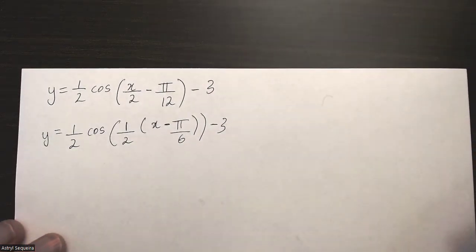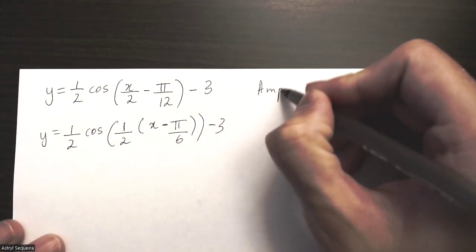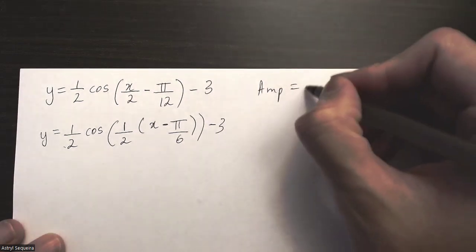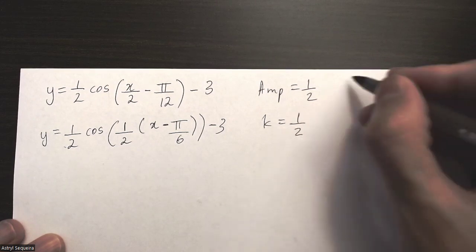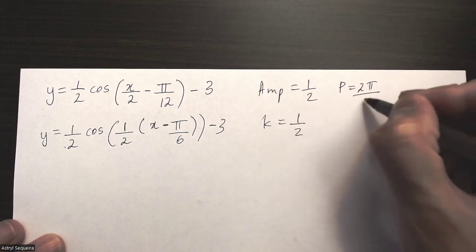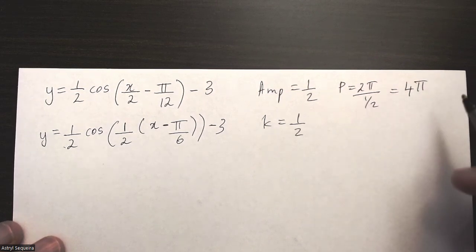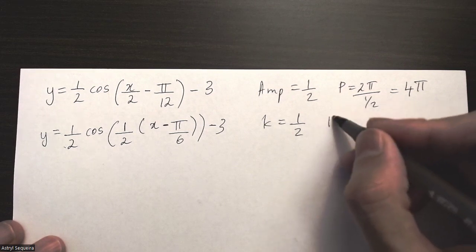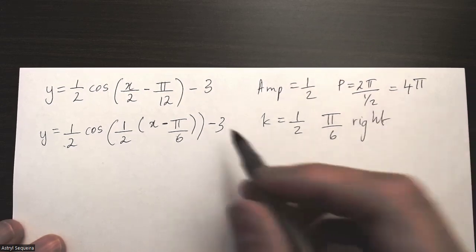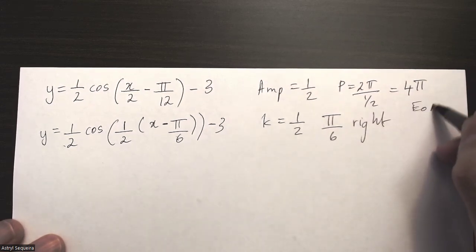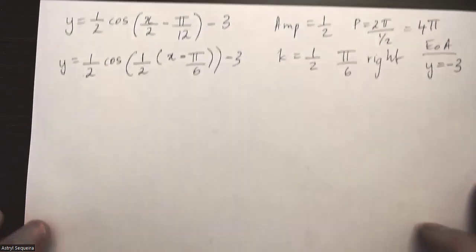So now again, I can do all my key features. Again, this one is between 0 and 2 pi as well. My amplitude, the number in front, is half. My k value is also half, which means that my period is 2 pi over half, which is again 4 pi in this question. So we're going to have half a cycle in this question as well. My phase shift is pi over 6 to the right. And my equation of axis is just y equals -3 in this one.